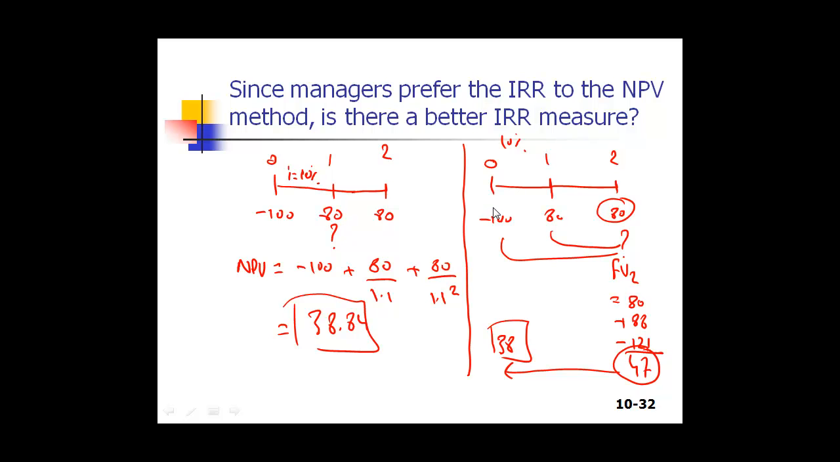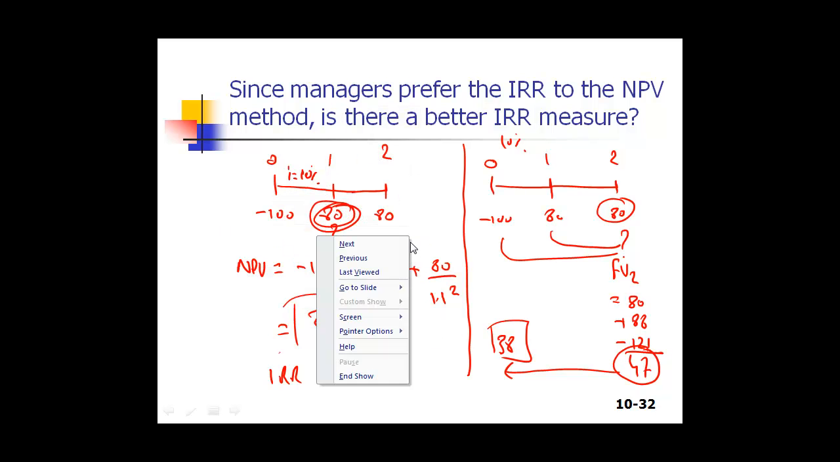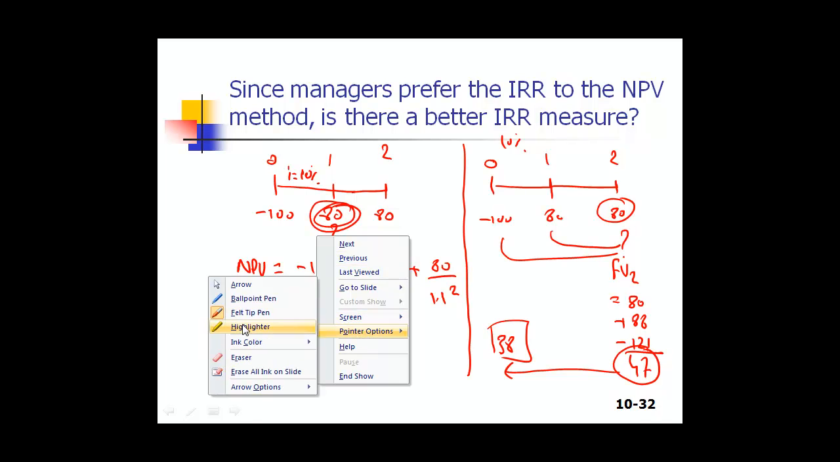Has anybody calculated the IRR? About 30%? So IRR is approximately 38%. So the IRR will incorrectly assume that the money is reinvested at 38%. Okay, there's a problem. Because of that incorrect assumption, the IRR is overstated. Okay. So now, if you're going for a job interview, and your interviewer asks, which method would you rather use, NPV or IRR? What will you say?